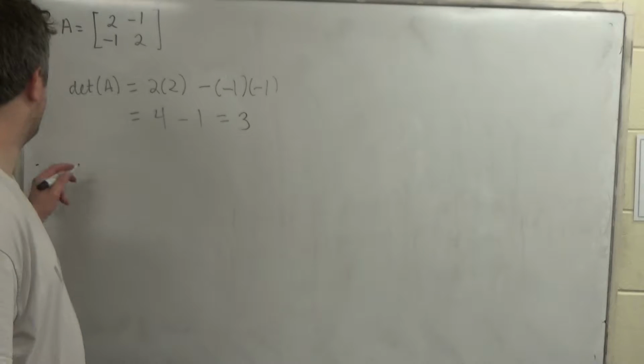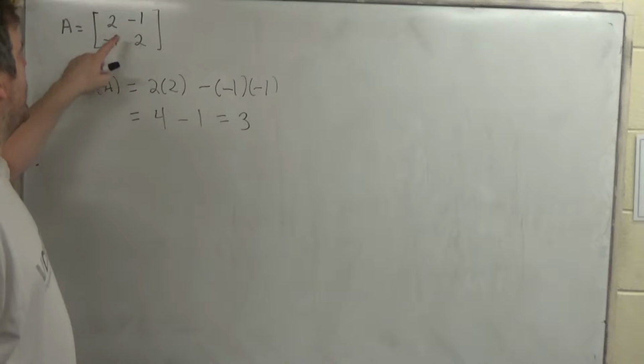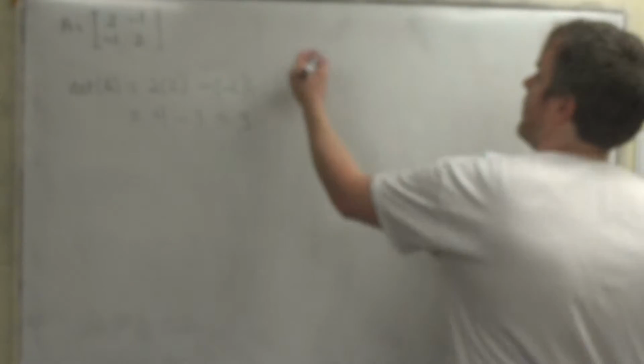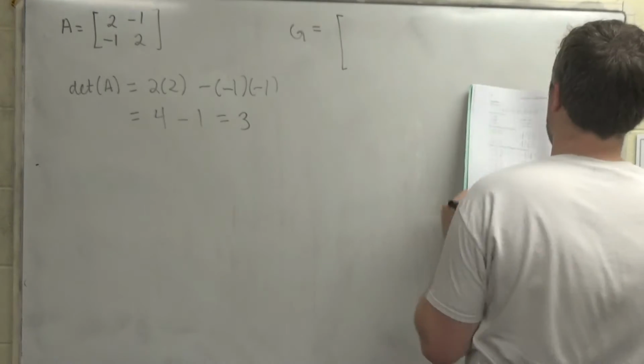Now, remember in general, it's this one times this one minus this one times this one. Okay, if we go to a larger sized matrix, here we'll just show you number 7.